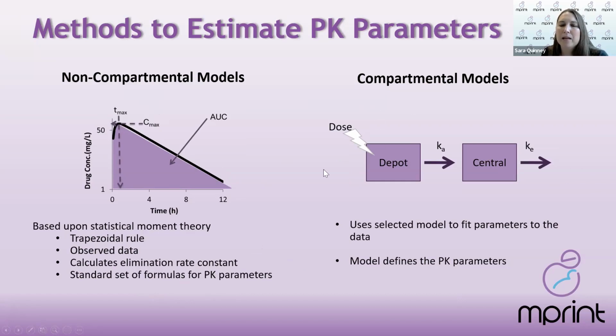Compartmental models, on the other hand, fit a model to the given data. So you'll have your observed concentration-time profile, and you can select a 1 or 2 compartment method to fit that data, and then the model defines the PK parameters.